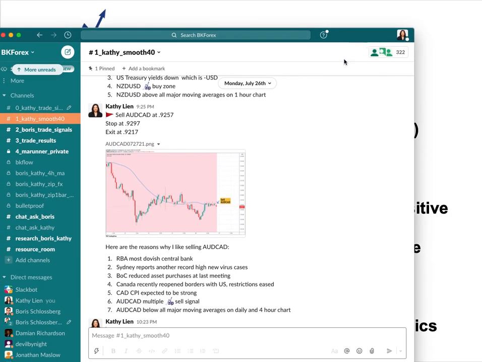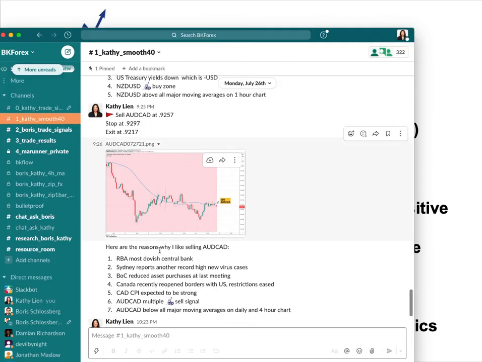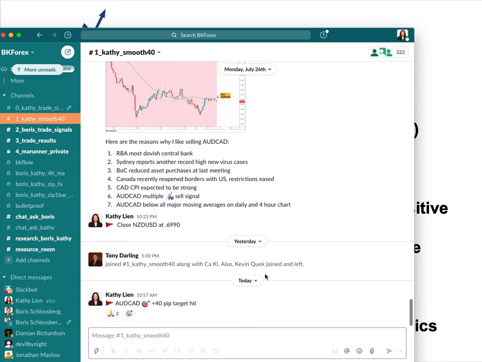And as you can see here, this was an Aussie CAD trade I put up, and this had triple zip sell in Aussie CAD. Provide you with very clear-cut reasons for taking this trade. And we held this trade for 48 hours, at which point we hit our 40 pip profit target.